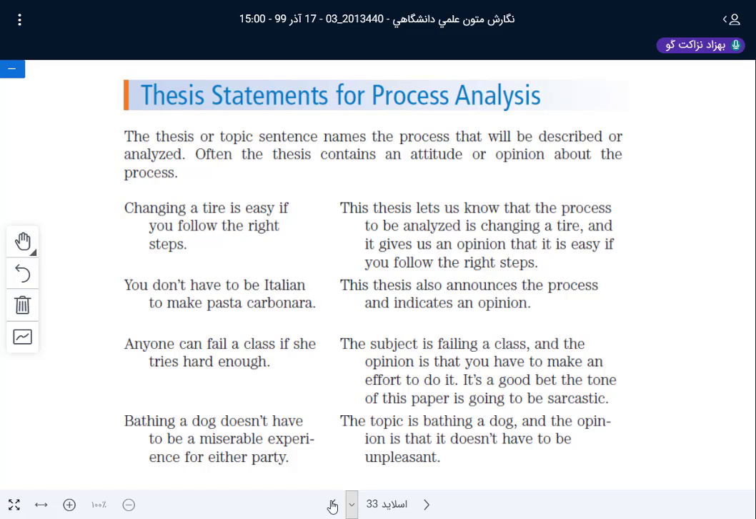Anyone can fail a class if she tries hard enough. Okay? What does it mean? The subject is failing a class, and the opinion is that you have to make an effort to do it. It's a good bet that the tone of this paper is going to be sarcastic. The tone is going to be sarcastic.